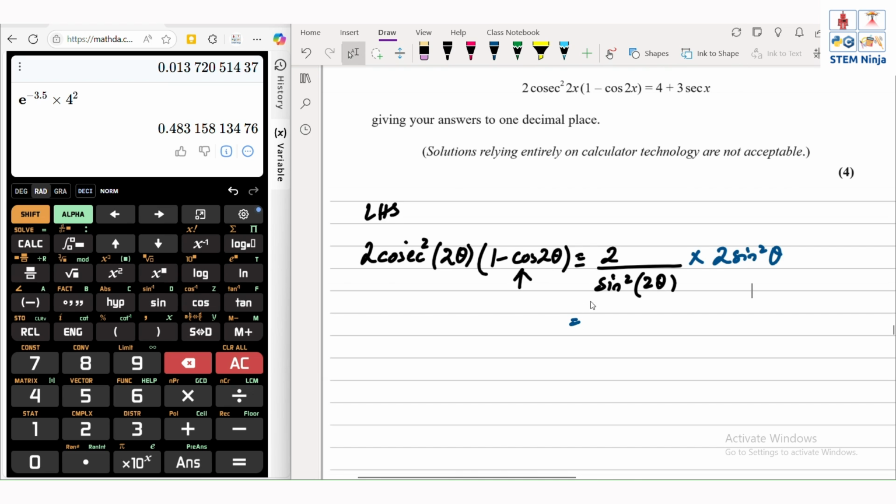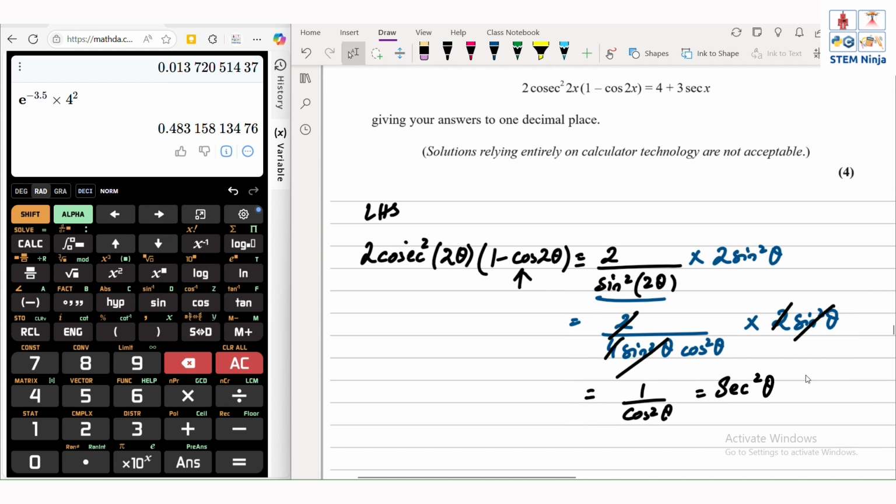Now, furthermore, what do we do? We expand this, 2 over sine squared, that means, sorry, 4 sine squared theta cos squared theta times 2 sine squared theta. So 2 divided by 4 cancels. Sine squared gets cancelled. We are left with 1 over cos squared theta, that is secant squared theta.